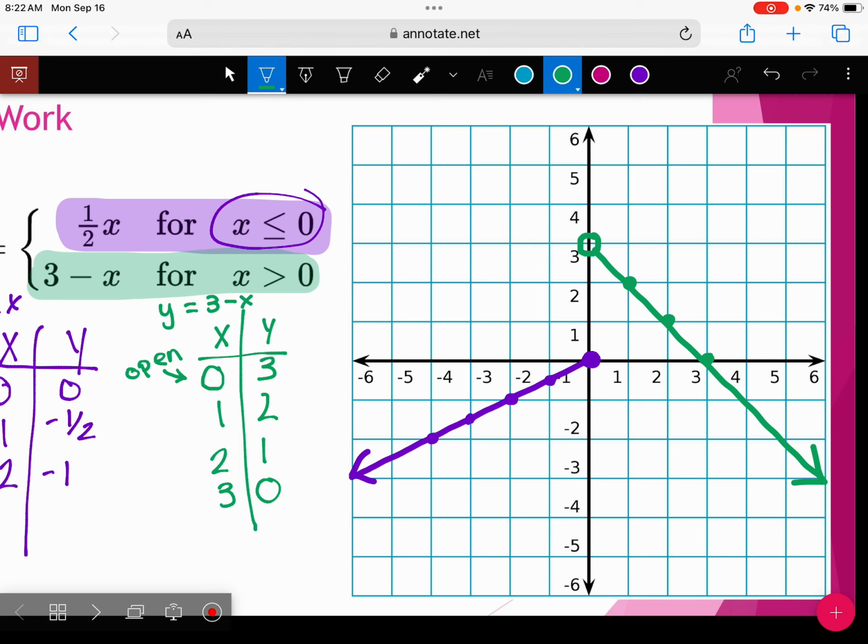Correct. If this was an inequality, that's when we do our dotted and dashed kind of stuff. But because we're just looking at these points, these are linear equations. They just have a domain restriction is what that piece is.